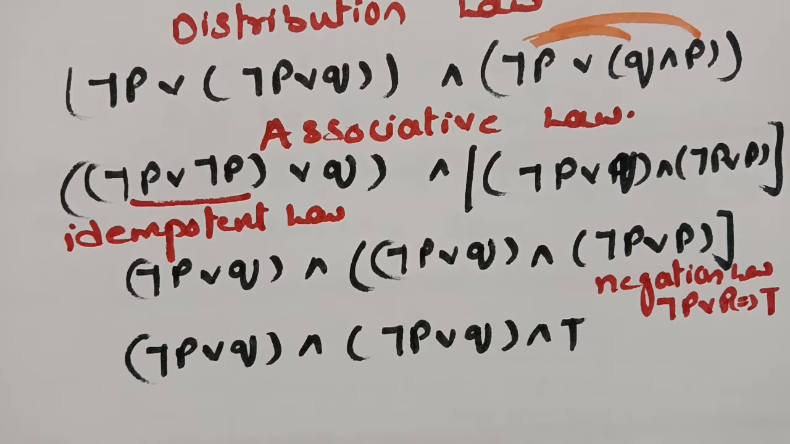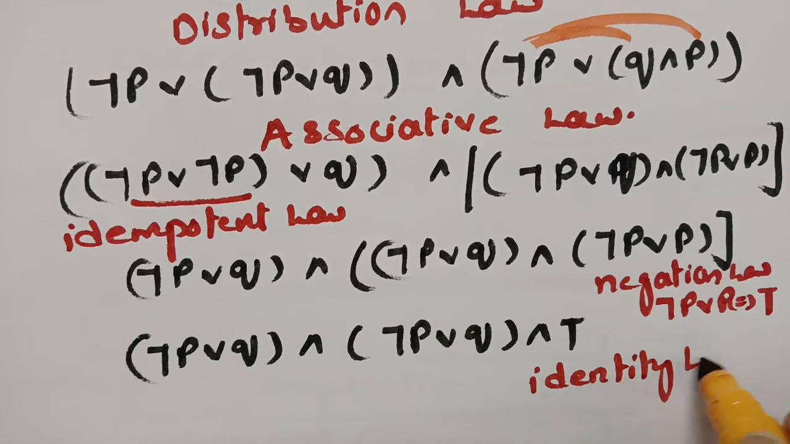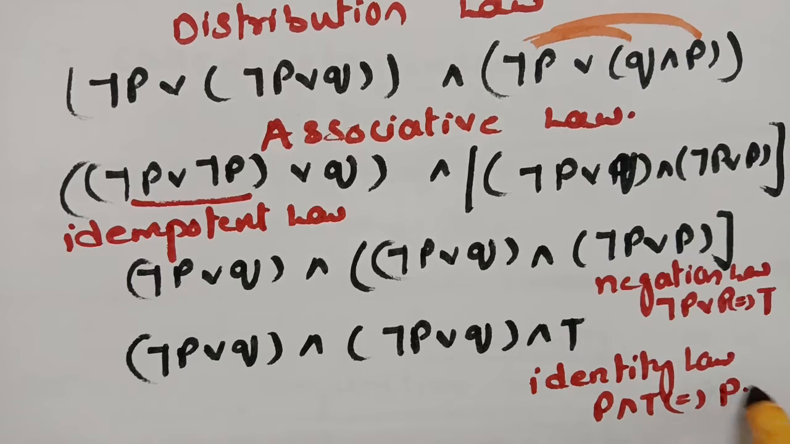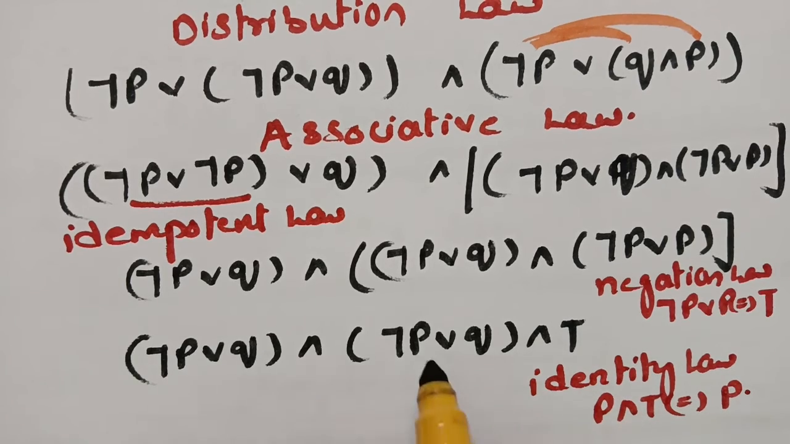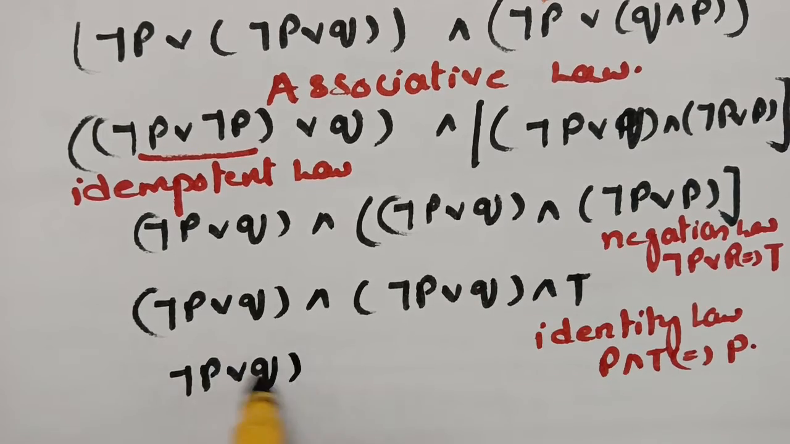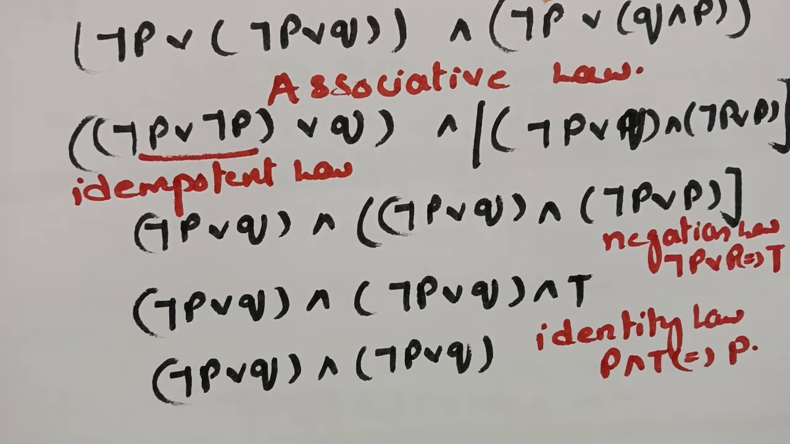So according to our identity law, P and true is equivalent to P. So this is P and true. So this is equivalent to P. That is negation P or Q. And so this is negation P or Q.